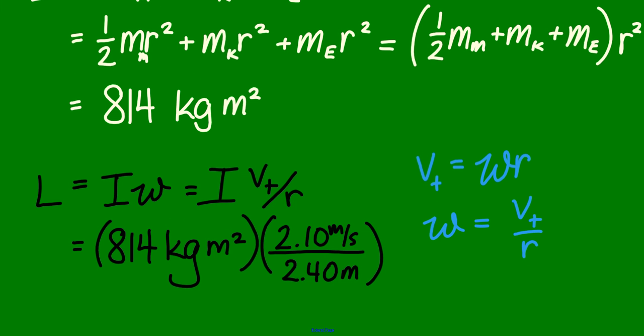When I plug all those numbers in my calculator, I find that the magnitude of the angular momentum of this merry-go-round is 713 kilogram meters squared per second. In class, we'll work on some example problems where we'll not only calculate the angular momentum, but look at how the angular momentum is conserved.